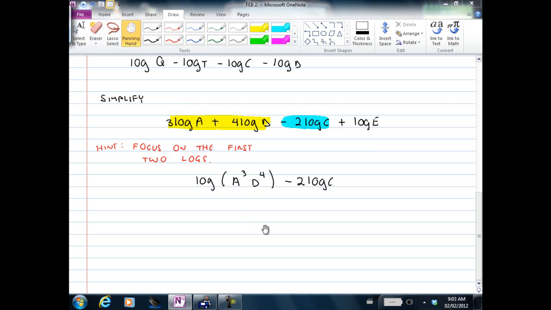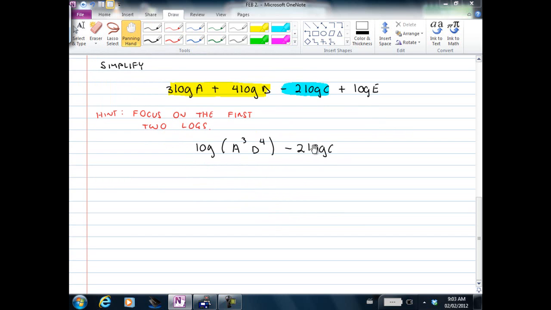Robert, when I minus 2 log C, what does this mean? Division. So this becomes log. Again, I keep everything the way it is. See, A cube D4 over, what's on the bottom, Robert? Over C squared. Okay, because this is division. So far so good.